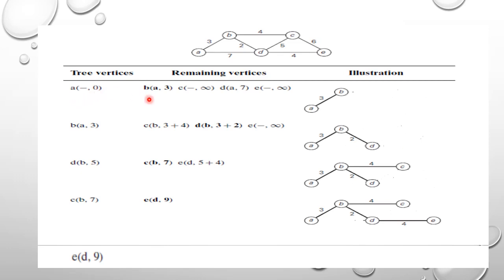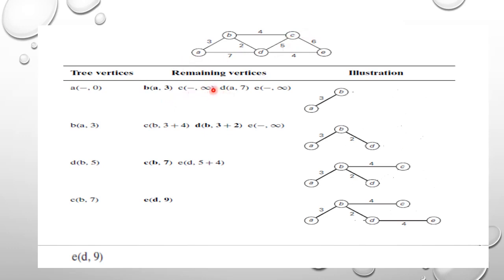And what are the remaining vertices? B, C, D and E. B is the near vertex among the tree vertices. Right now in the tree vertices we have only one vertex, that is A. So is B a near vertex to A with an edge, with the minimum distance? Yes. So minimum distance is 3. Can C form an edge with A? No, not possible. So near vertex is blank, and infinity.